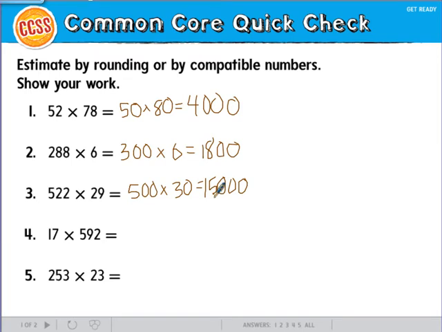17 times 592. 17 will round to? 20. 592 will round to? 600. How many zeros? 3. 6 times 2? 12. Very good. We have 253 times 23. 253 will round to? 300. Times? 20.